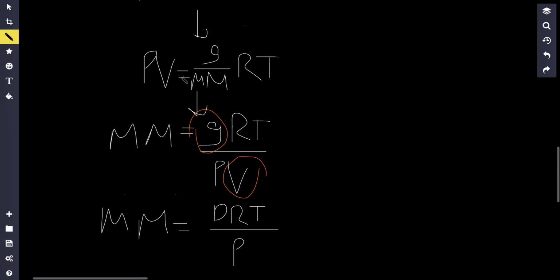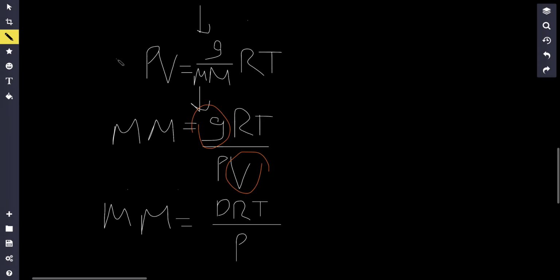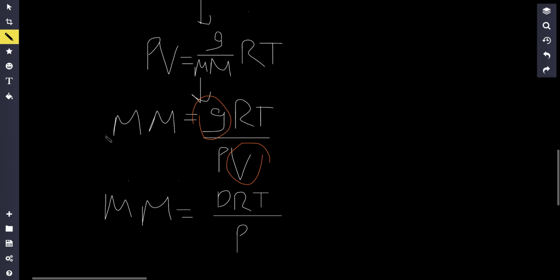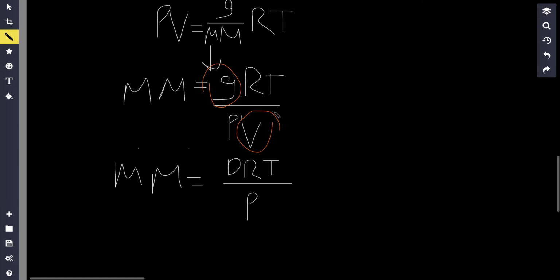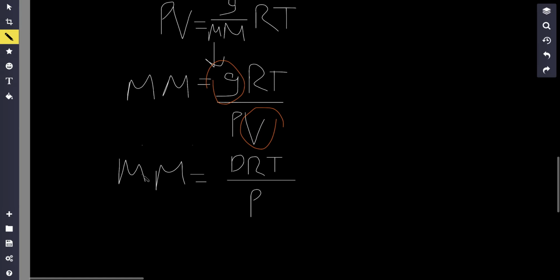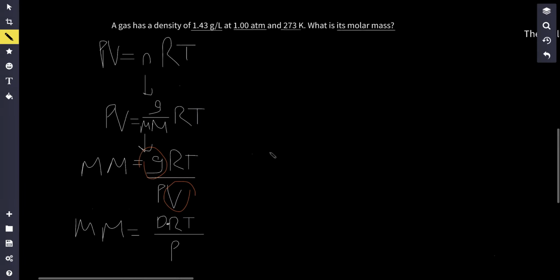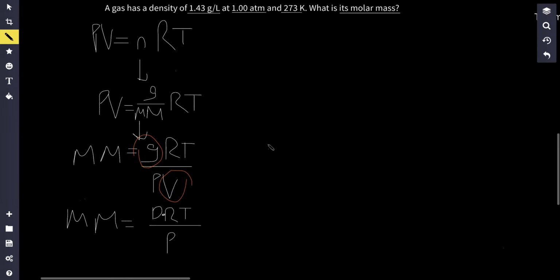What I'm going to do is multiply both sides by the molar mass, and divide both sides by PV. So I get the molar mass is equal to grams times R times T divided by PV. Notice how now grams and volume are on one side. So this right over here creates density. So the molar mass is going to be equal to the density times R times T divided by P. So that is the formula for it. So now we can just plug it in.